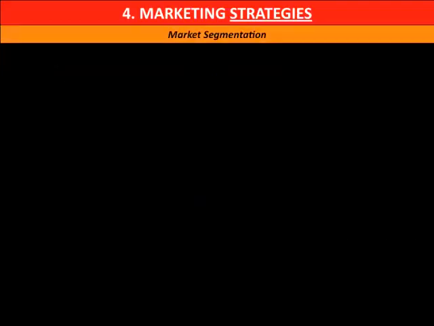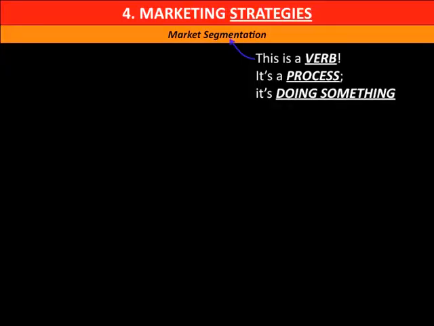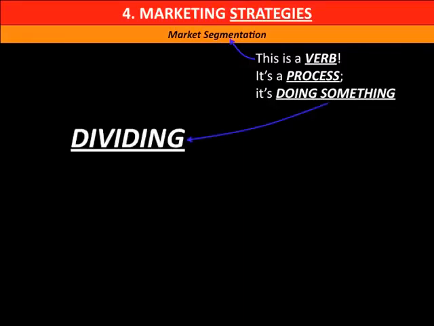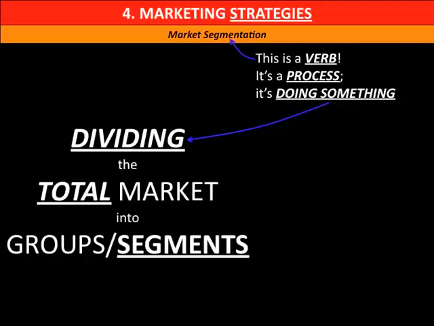The process of market segmentation is the first thing that we need to look at before we start looking at those specific Ps. And the process of market segmentation, you have to know that it is a process, right? To segment is a verb. It's segmentation. It's segmenting. It's a process. It's doing something. What is it doing? Well, it's dividing. If you're segmenting, you're dividing the total market into groups or segments.